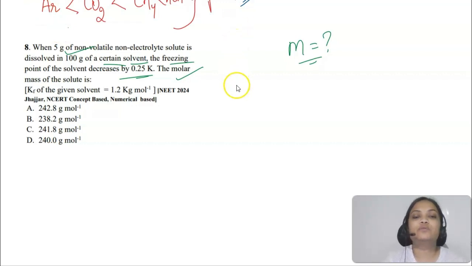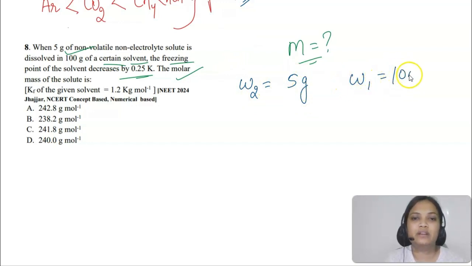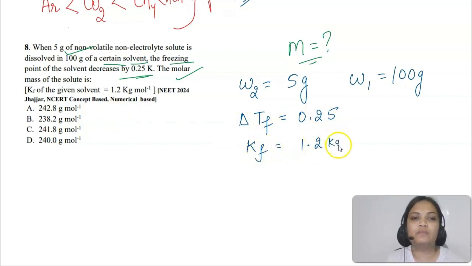So in this case, students, what is given to us? Weight of the solute is given, which is 5 grams. Weight of the solvent is given, 100 grams. The depression in freezing point is given, delta TF is 0.25. And KF value is also given. Firstly, we'll write whatever is given to us: 1.2 kg per mole. So this is also a previous year question. It has recently been asked in your NEET 2024 examination.